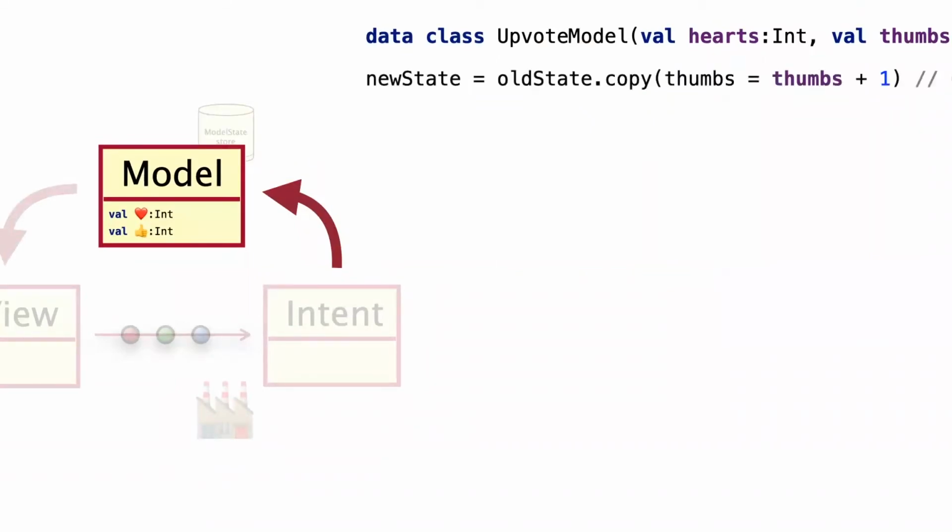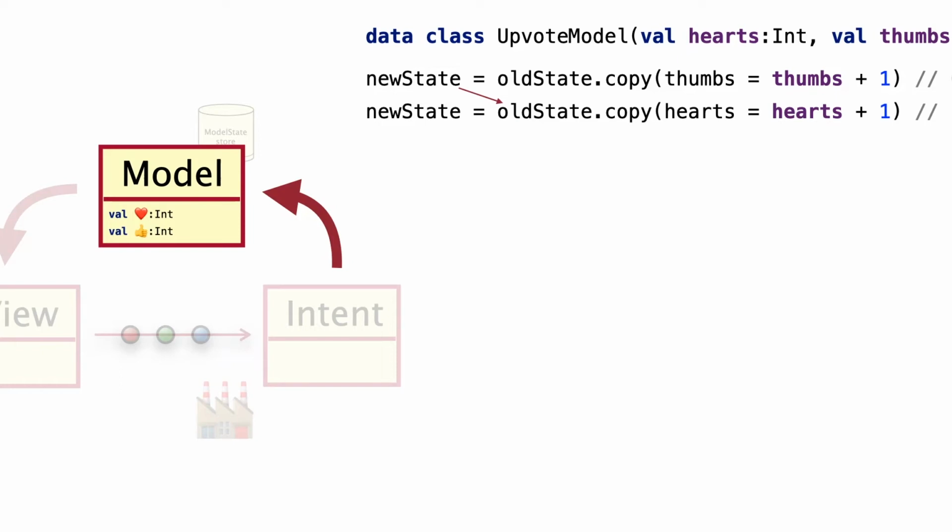With the copy operator, you can create a new copy of your data class, only applying the changes you want on top. In this example, we create a new state instance by taking an old state, incrementing the thumbs attribute on it by 1, and creating this new state. To keep going, we make subsequent calls on top of the new state, which is now old, copy it, increment the hearts counter, and so on and so forth. That's how our model is going to evolve. Now we can get back and talk a little bit about intents.